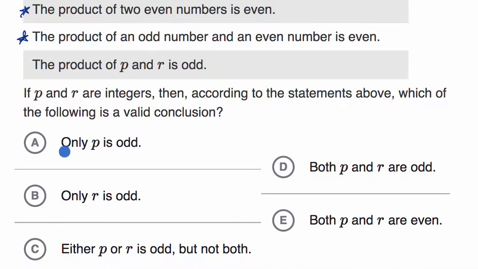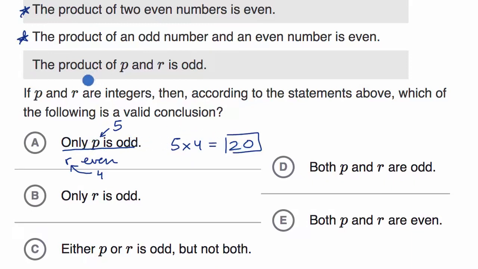So the first statement says only p is odd. So only p is odd means that r would be even. So let's just use two examples. Let's say that p is 5. So I'm just picking an arbitrary odd number. And let's make r 4. So what's the product of 5 and 4? 5 times 4 is going to be equal to 20, which is even. So if only p is odd, the product is going to be an even number.